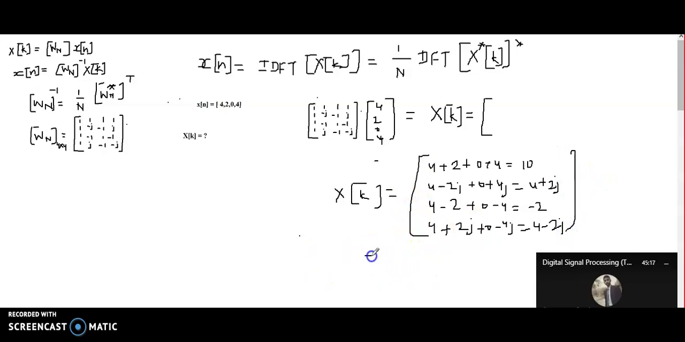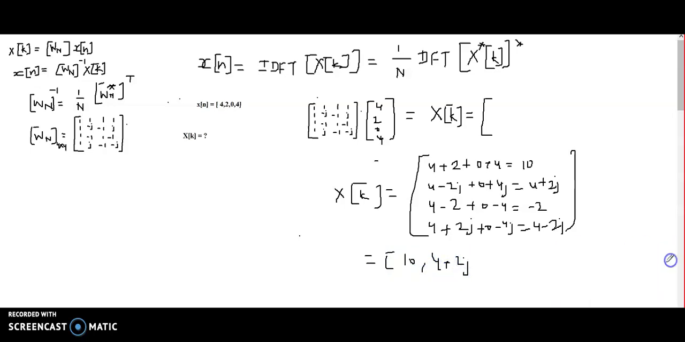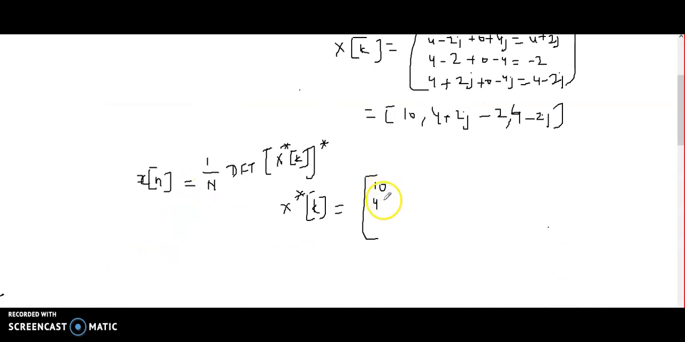That is, xk will be 10, 4 plus 2j, minus 2, then 4 minus 2j. This will be your xk. Okay, 10, 4 minus 2j, minus 2, 4 plus 2j.